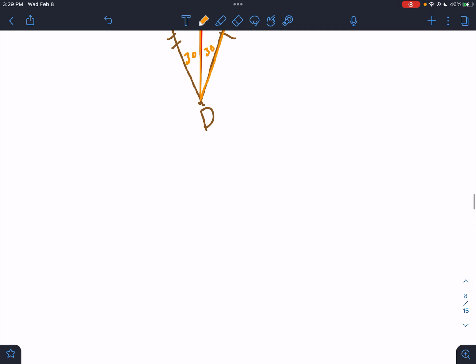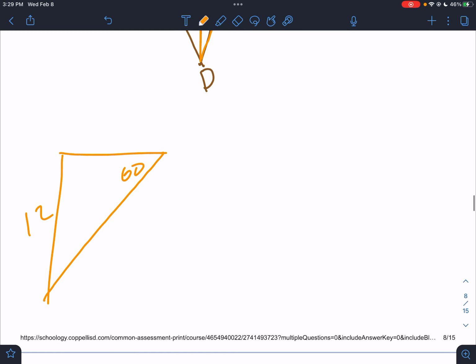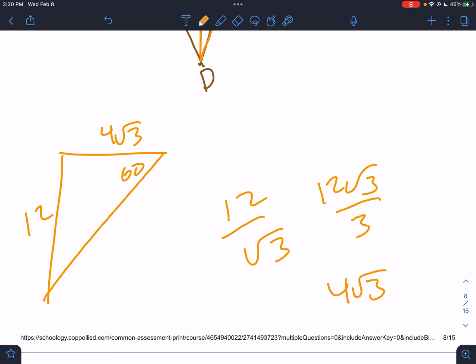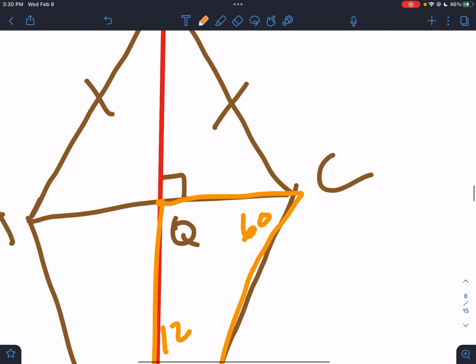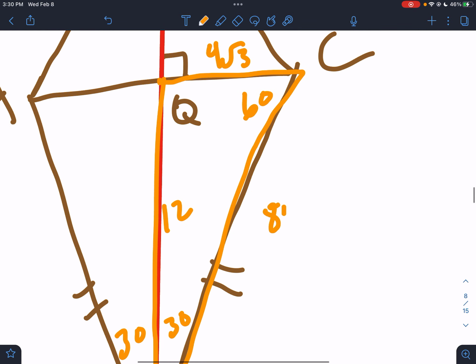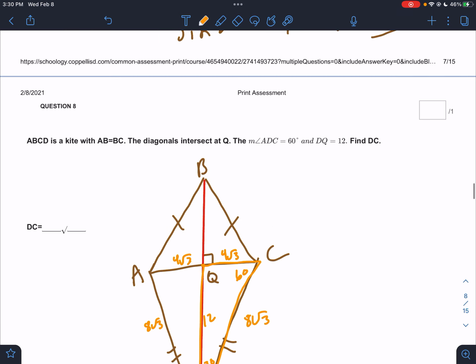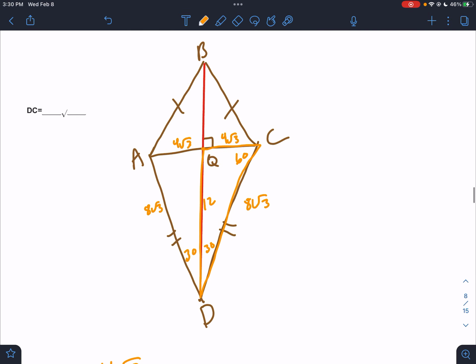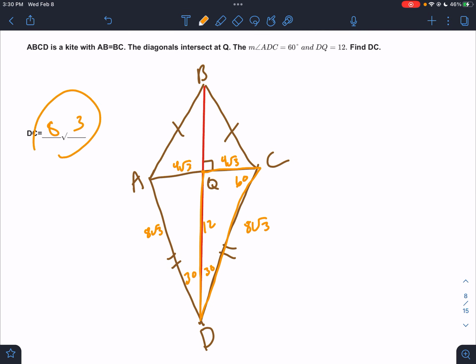So let's do sidebar. 60, we have a 12, so it's going to be 12 divided by root 3, which is 12 root 3 over 3, which is 4 root 3. Let's get it. This is going to be 8 root 3. You got to know your 30, 60, 90 rules. Do not use sine, cosine, or tangent. So this would be 4 root 3, and this would be 8 root 3. This would be 4 root 3. This would be 8 root 3. They're all reflected. What is DC? Oh, that's the question. 8 root 3. Let's go. 8 root 3.